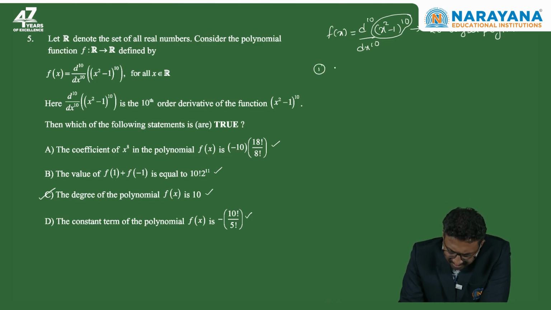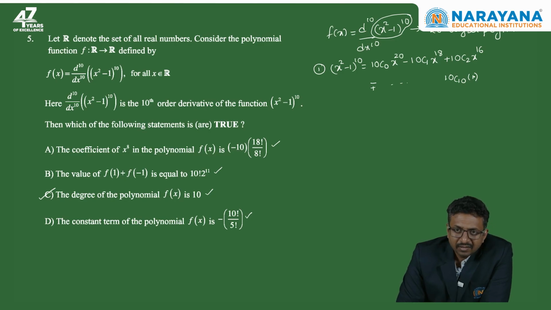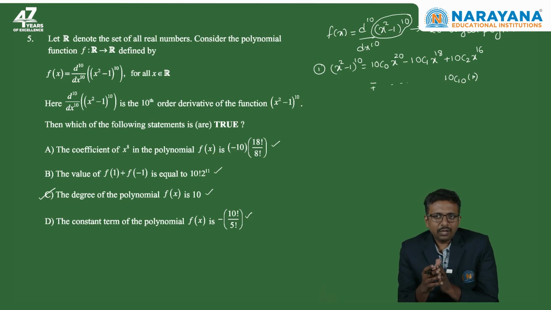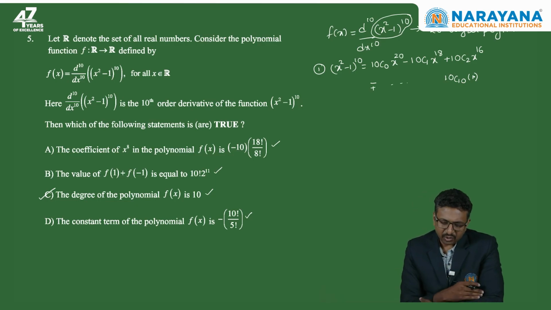So the first way of analysis is (x² − 1)^10 = 10C0 into x^20, that is (x²)^10, minus 10C1 into x^18 plus 10C2 into x^16, minus plus and so on, 10C10 into (−1)^10, which is 1. So when you expand (x² − 1)^10, you have the x^20 coefficient, x^18, x^16, and so on.